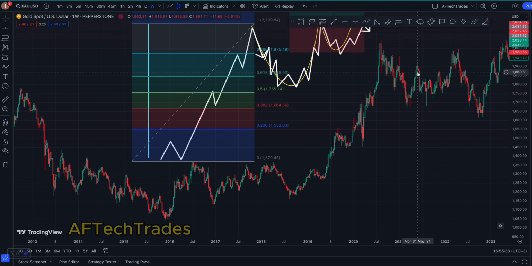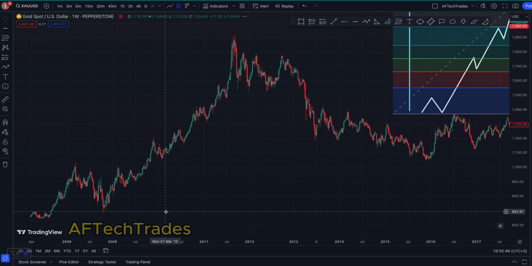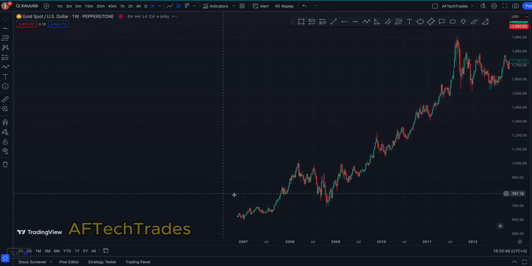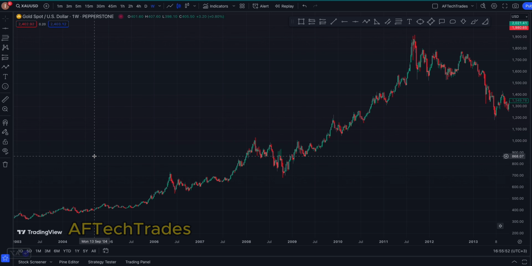For example, I'm currently in the weekly time frame. If the cup pattern forms anywhere on this, I need other validations across other time frames for me to pick my entry point. Okay, this is one.